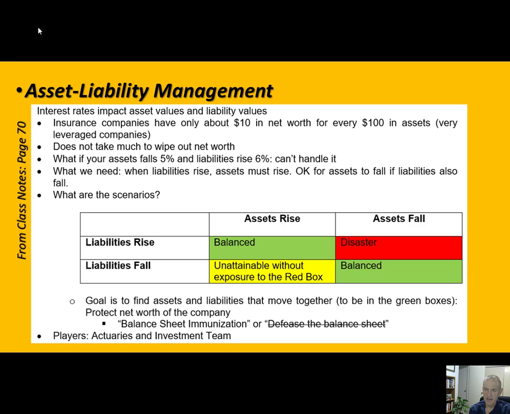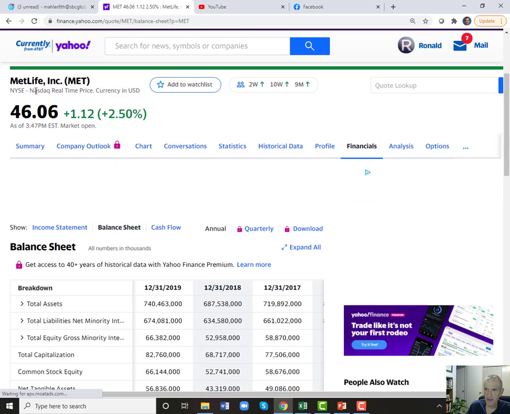And insurance companies, life insurance companies, do not have a lot of net worth for every $1 in assets. Here's the balance sheet for MetLife.